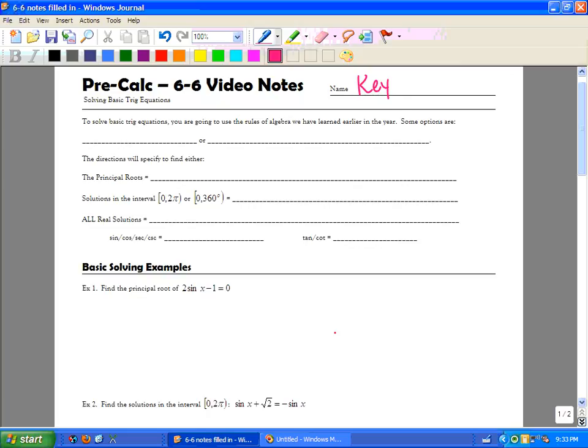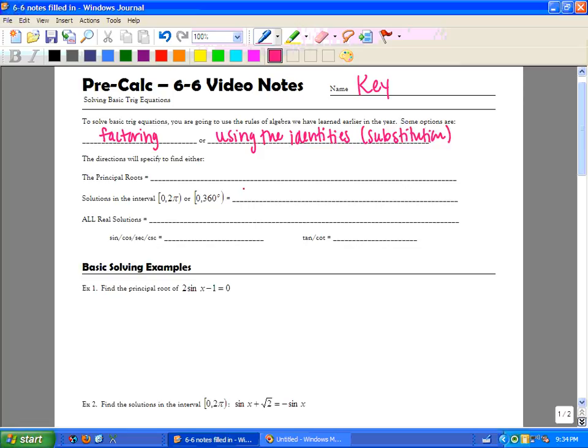In this section, we're going to talk about solving basic trig equations. To solve these equations, you're going to use the rules of algebra that we've learned earlier this year. Some options that you can use are factoring, and then one that pertains more to what we've been doing this chapter is using the identities, which is basically substitution, which we had done before.